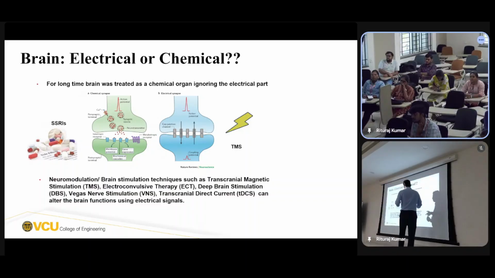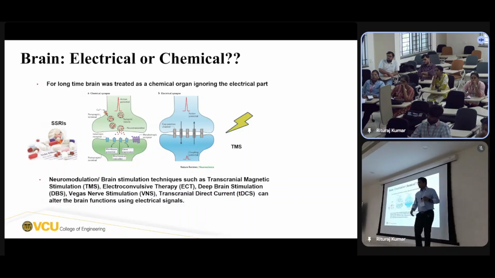So this is an electrochemical phenomenon, how the signal is transmitted. When the neurons fire, the signal needs neurotransmitters to pass to the next neuron. But we have only altered the chemicals here, the neurotransmitters, to get the brain working back in a normal way, such as with SSRIs, but we have forgotten the electrical part.